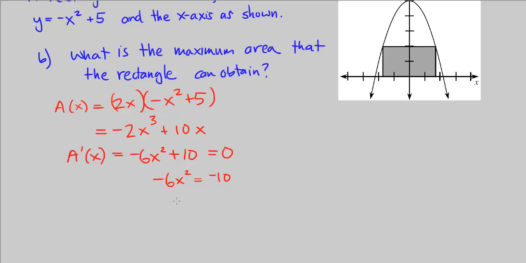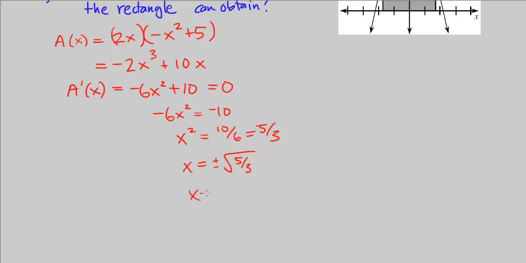Divide both sides by negative 6. We get x squared is equal to positive 10 over 6. Negatives cancel out, which is equal to 5 over 3. Square root both sides. We get x is equal to plus or minus square root of 5/3, right? Don't forget that we're dealing with actual distance here, so we have to ignore the negative, and say x is just square root of 5/3.